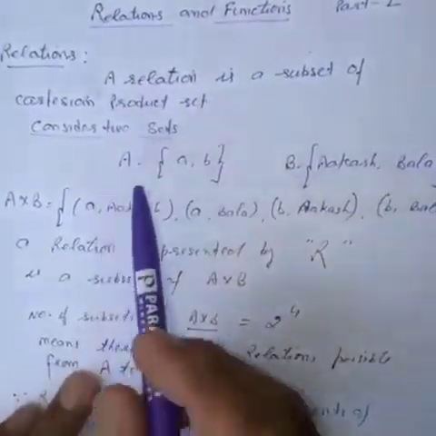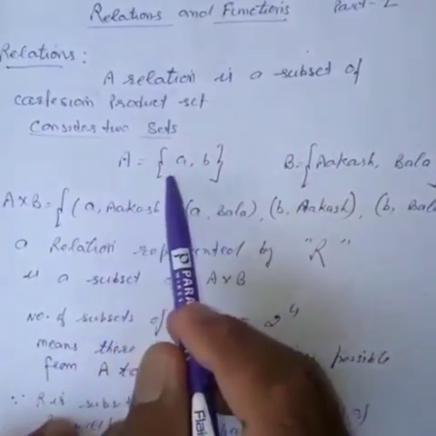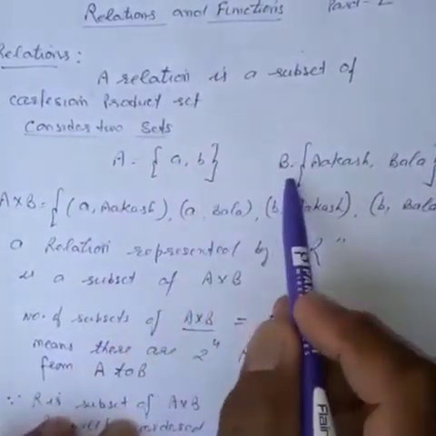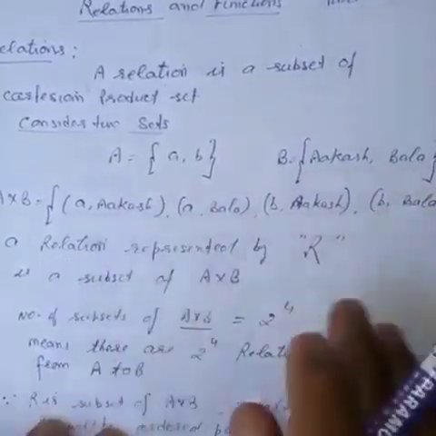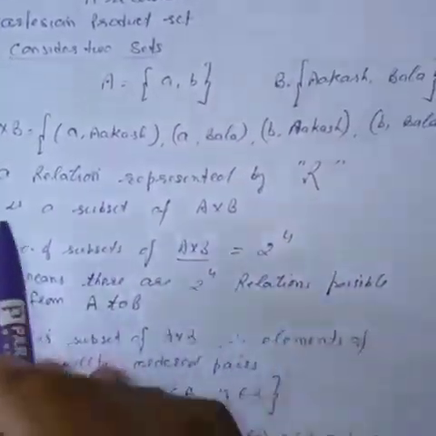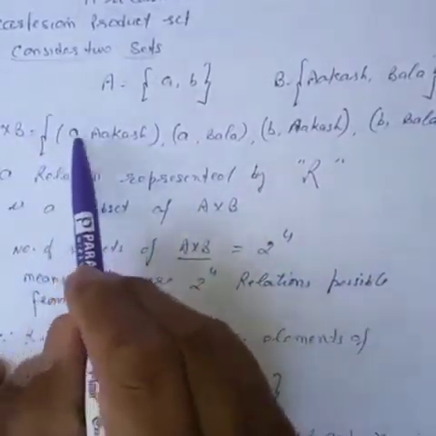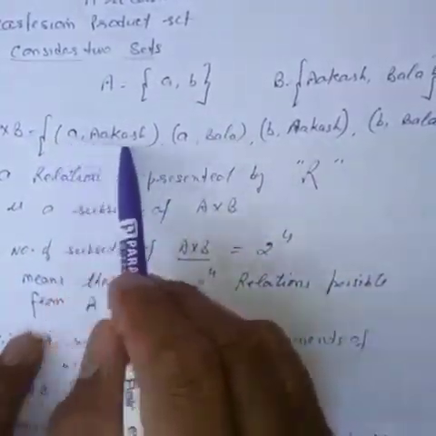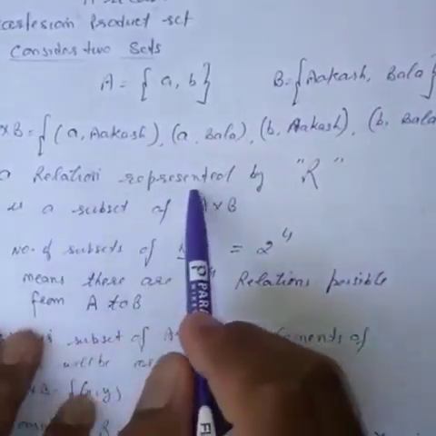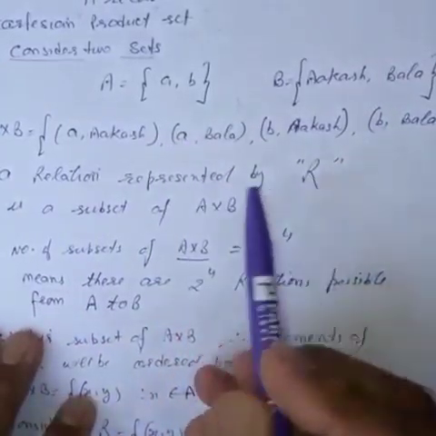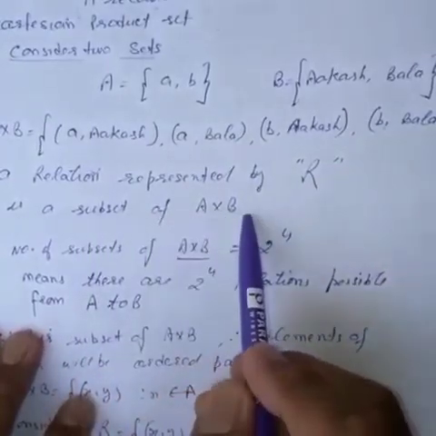To understand, you consider two sets, let set A containing elements A and B, let set B containing Akash and Bala, two elements. Now you find Cartesian product of A and B, so A cross B. So you write all ordered pairs. So these are the ordered pairs. Now a relation, it is represented by symbol R, is a subset of A cross B.